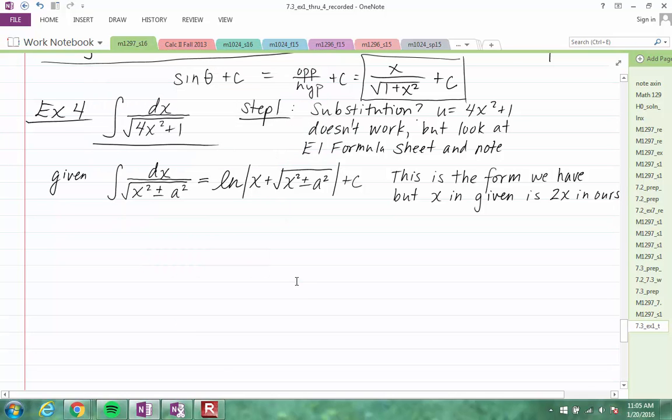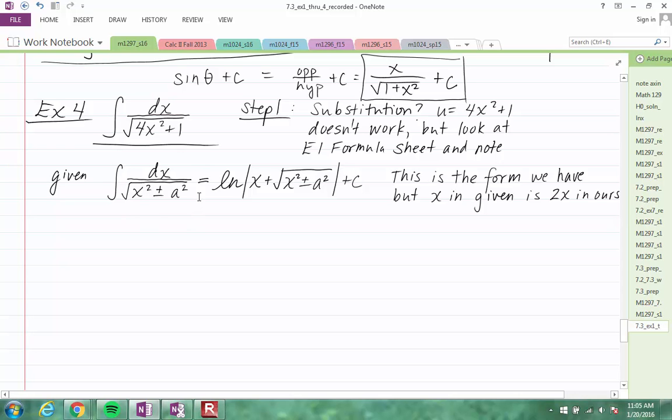11.3 example 4 is the integral of 1 over the root of 4x squared plus 1. So you should see if some things apply, like substitution. If you look at a u of 4x squared plus 1 in the regular substitution technique, it doesn't work out. So it turns out there is a substitution, however, that will work. It involves noticing that you're given on the exam 1 formula sheet this integral.